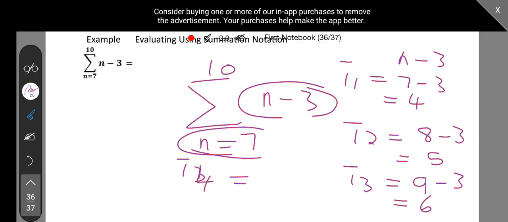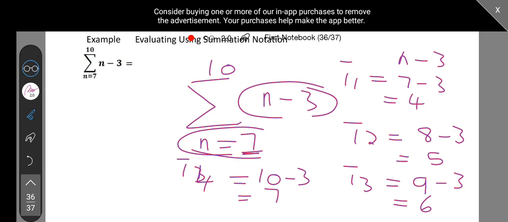7 minus 3 will give you 4. That is the first term. And then for the second term, you are going to increase the one that you have substituted in the first term by 1. Now it's no longer 7 but 8. And in the third term, it's no longer 8 but 9. And in the fourth term, it's now going to be 10 minus 3. And 10 minus 3, we know, gives us 7.